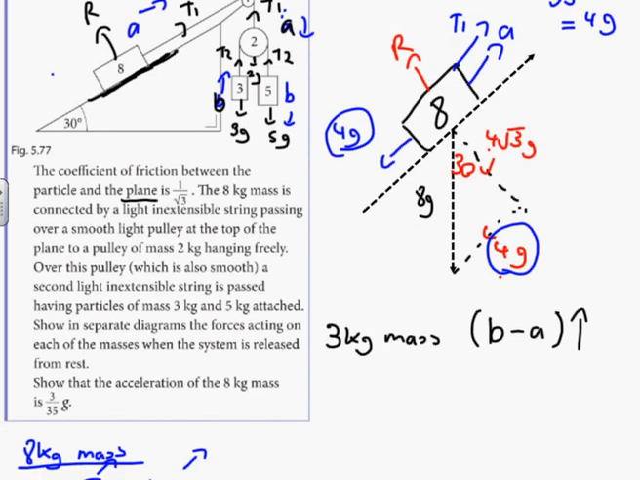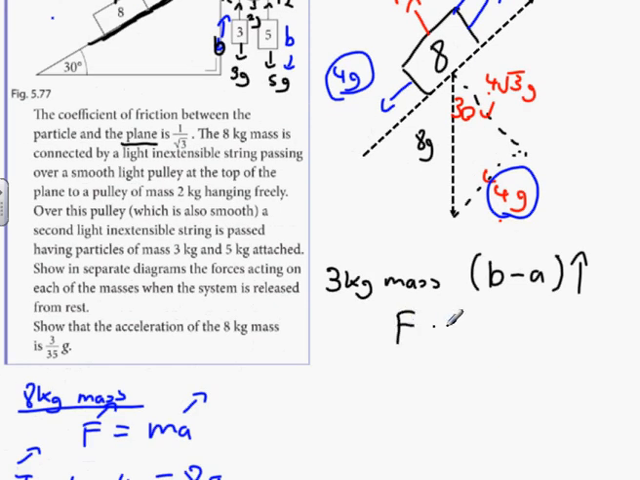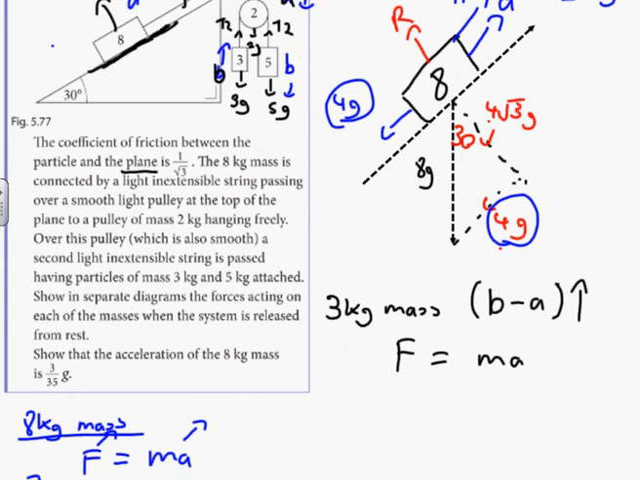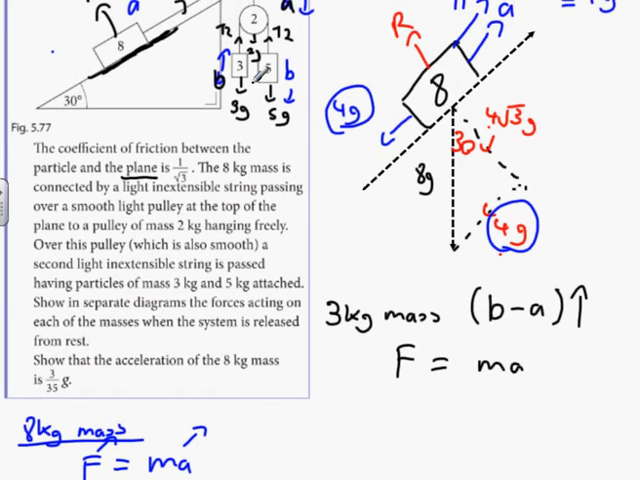Okay, so F equals ma. Now, what force is dragging your 3 kilogram particle upwards? Your T2. What drags it downwards? Your 3g. And then your mass is 3. What's the acceleration? Acceleration, anybody?